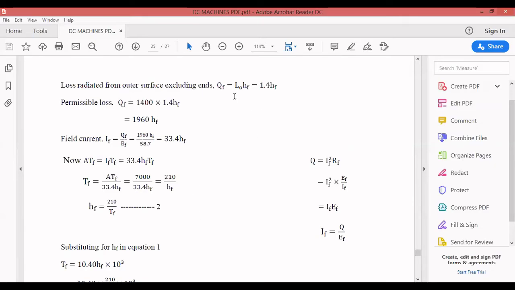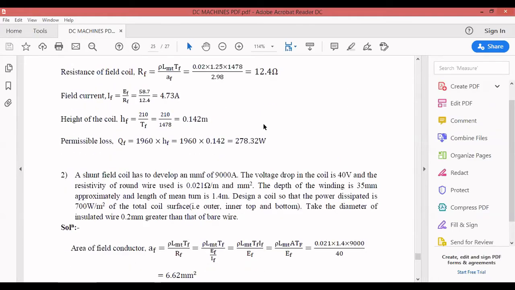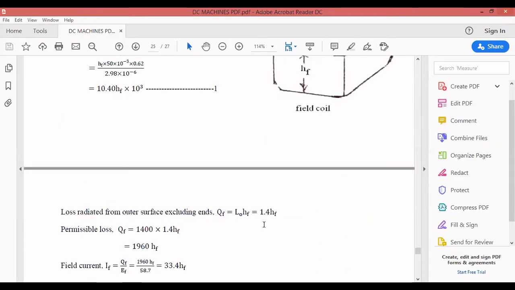If you come back here, what is the total area of the outer surface of the coil? 1.4 into HF. What HF did you get here? 0.14. So 1.4 into 0.14, it will be less than a meter also. If you take 1.4 into 0.14, it will come around 0.2 meter square. So 0.2 meter square. What is the loss given in the problem? It is 1400 watts per meter square.